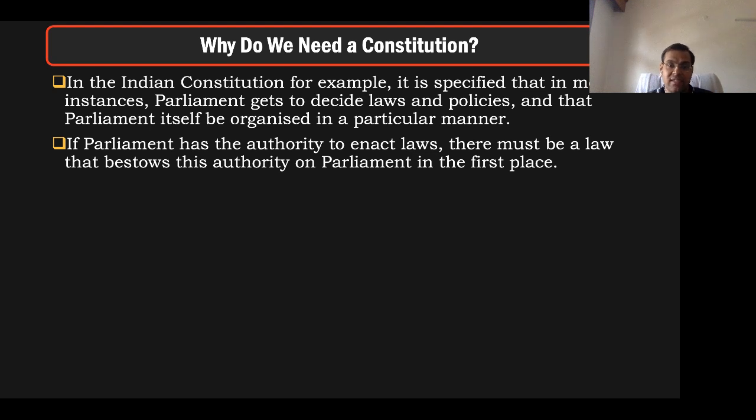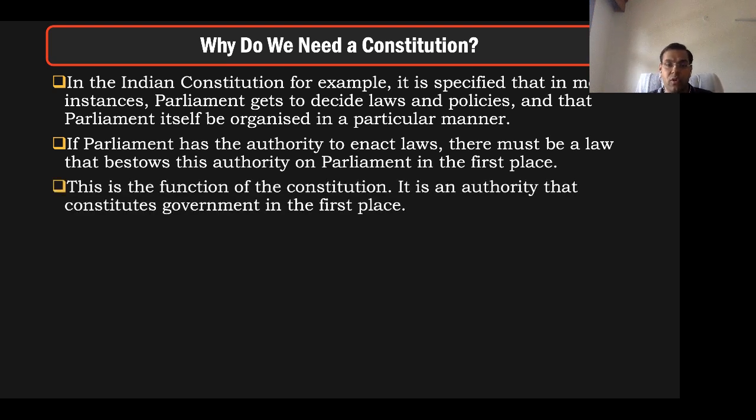So if parliament has the authority to enact laws, there must be a law that bestows this authority on parliament in the first place. Brother, if parliament is giving power to the other laws and authorities, then where is parliament getting its power from? Parliament is getting powers from a supreme document of this country, which is the Constitution of India. That is why we need a Constitution of India.